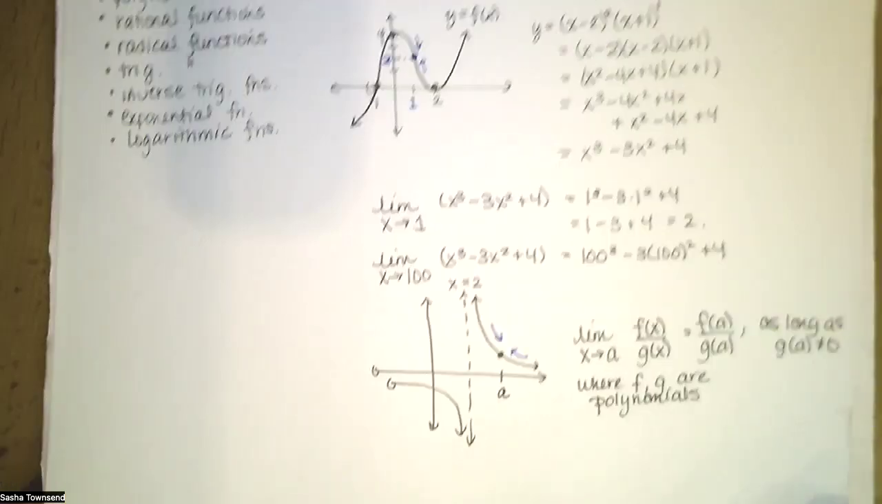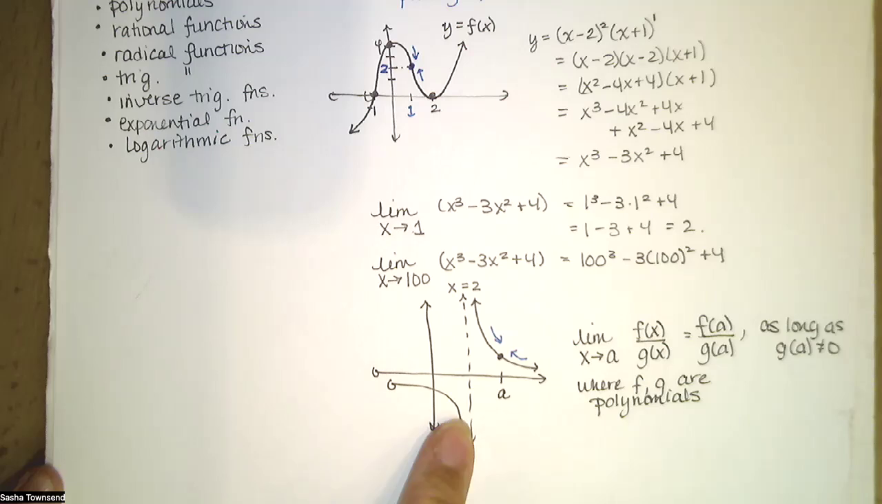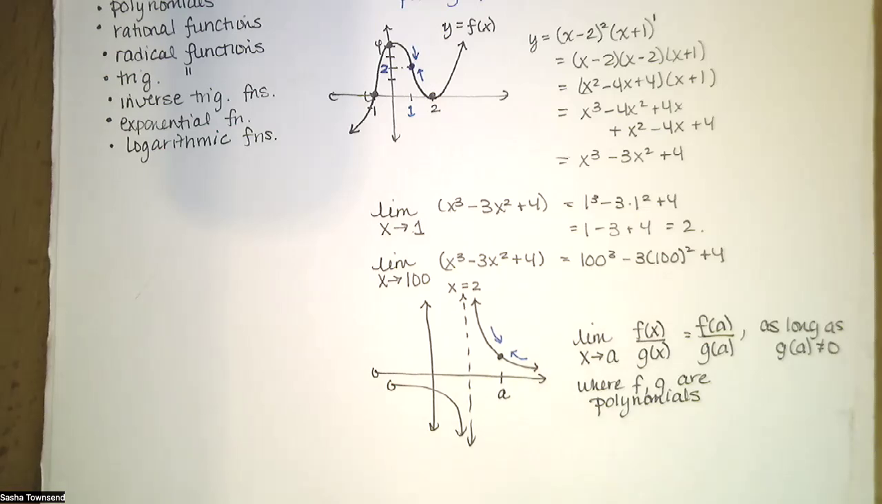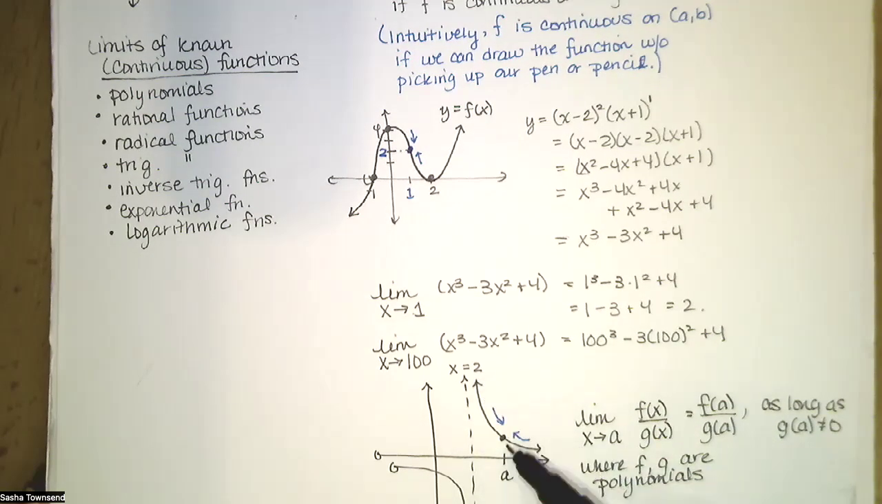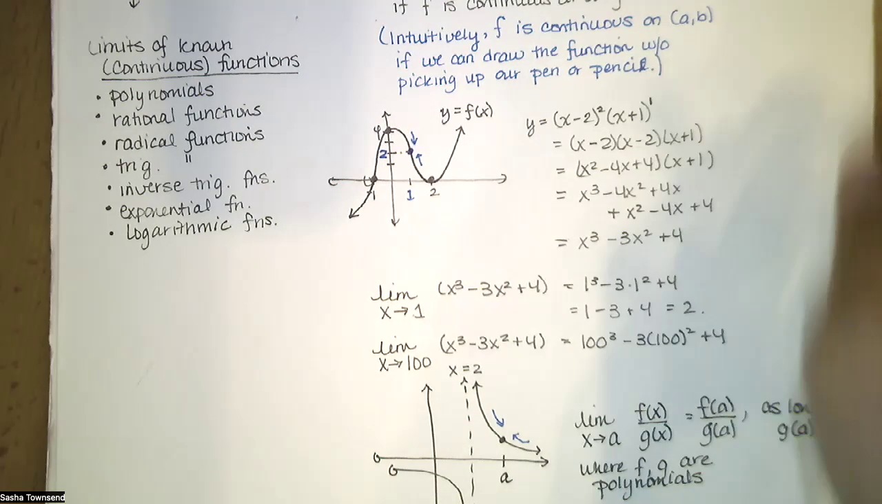But this is continuous. I can draw this piece and then this piece without picking up my pencil. I do have to pick up my pencil to go from one branch of the rational function to the other. But the idea is the same. The function is called continuous on its domain if we can plug in that value for any value in the domain of the function and get the right answer for the limit. And that's what will happen for any rational function.